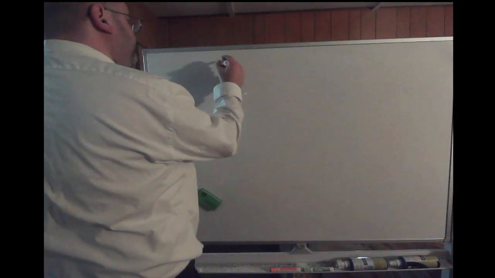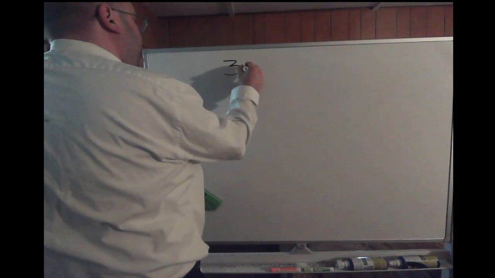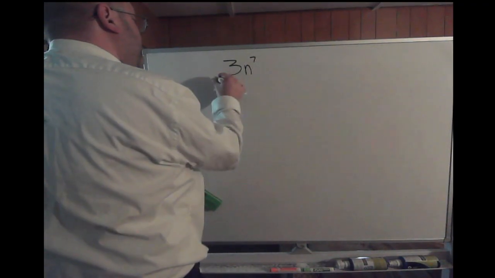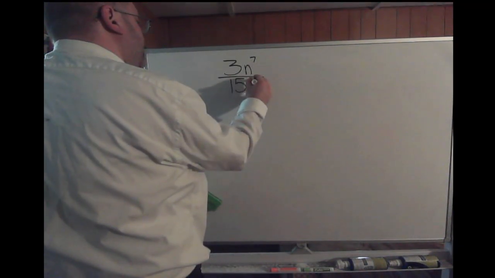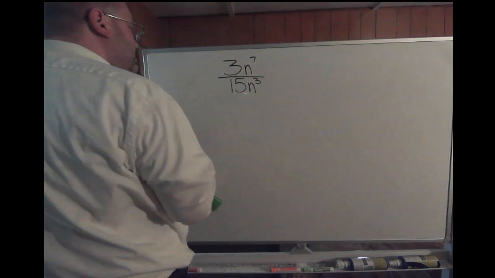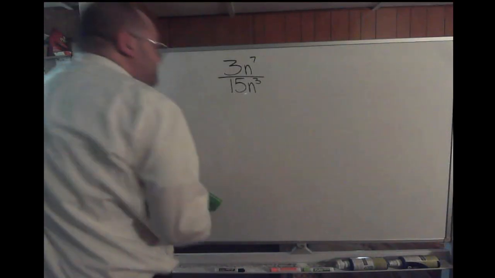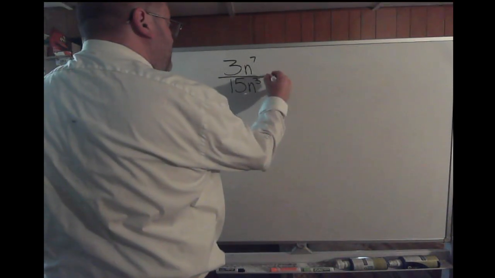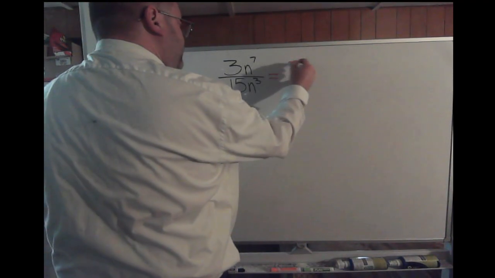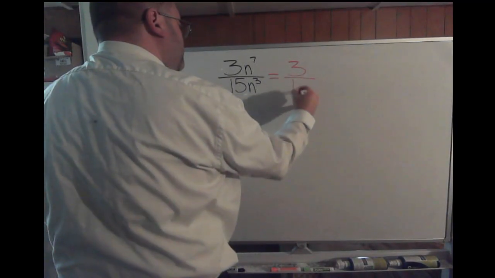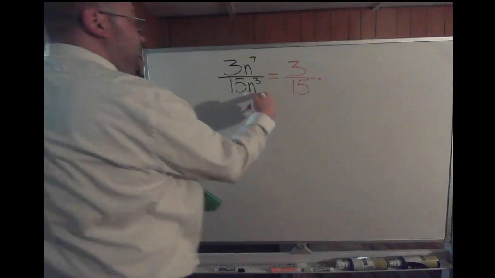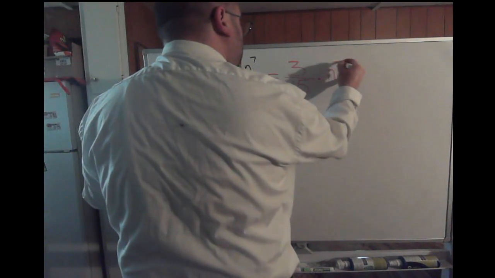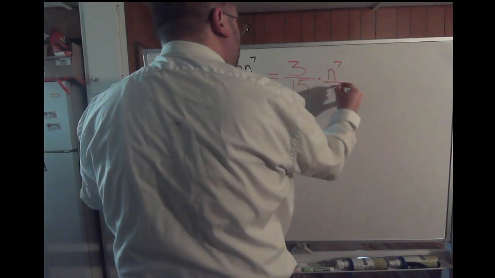Alright. 3n to the 7th over 15n to the 3rd. So we got 3n to the 7th over 15n to the 3rd. What I would do, take your 3/15, split that up, take that times your n to the 7th over n to the 3rd.